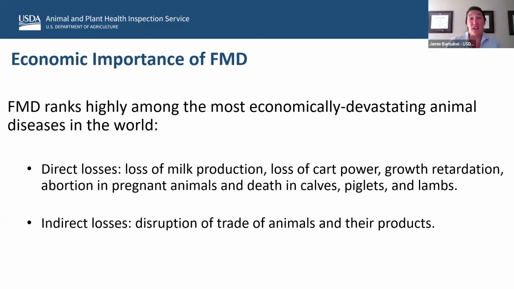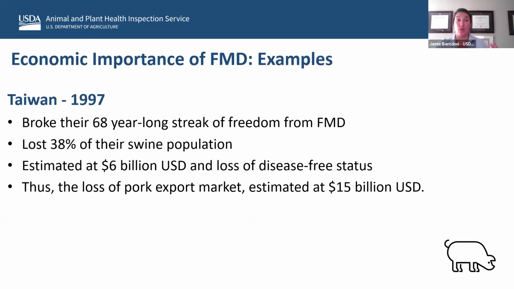And then we have our indirect losses. So those are things like the disruption of trade of those animals and their products. So let's look at it in a little more detail. I've got some examples for you. So one of those is Taiwan in 1997. FMD was detected. This broke a 68-year-long streak of being free from FMD.